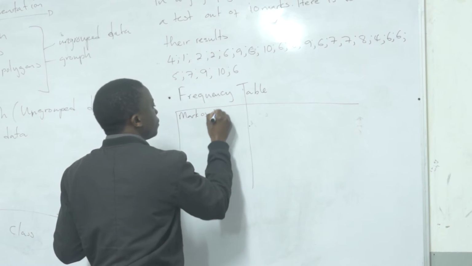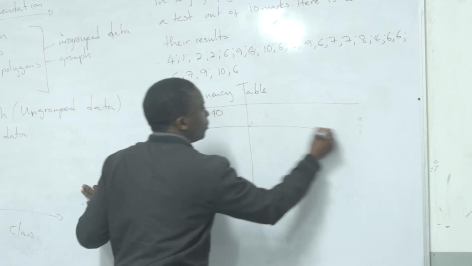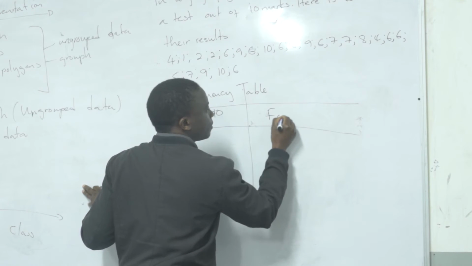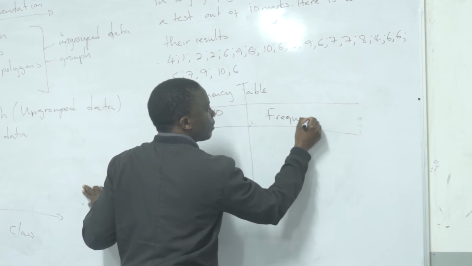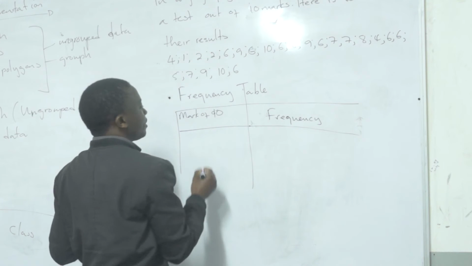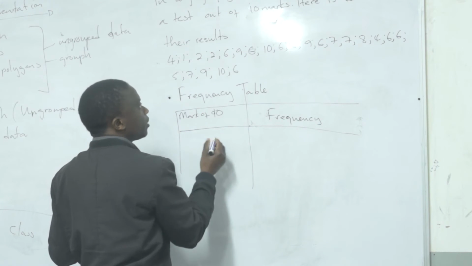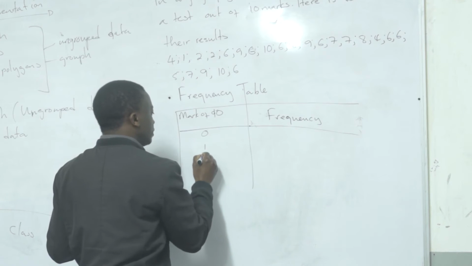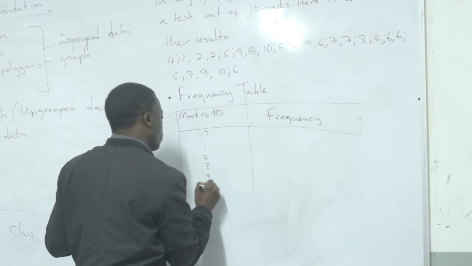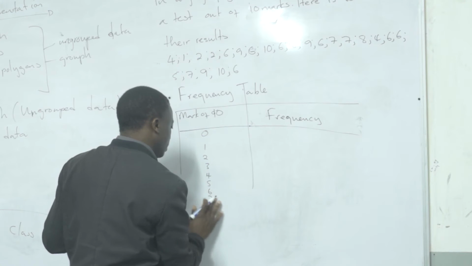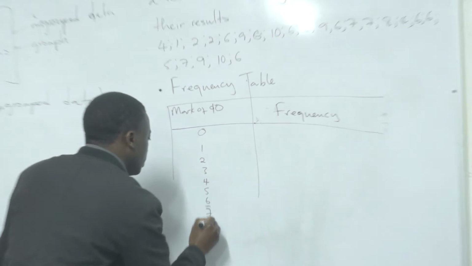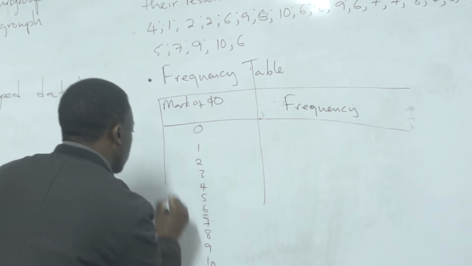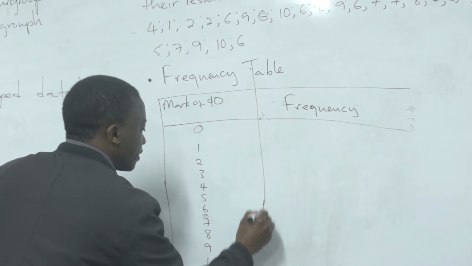Out of what? Out of 10. Then we have the frequency. Right. First one, what was it? It was 0. We have a 0 student. 0, 1, 2, 3, 4, 5, 6, 7, 8, 9, and 10. That is our marks now.